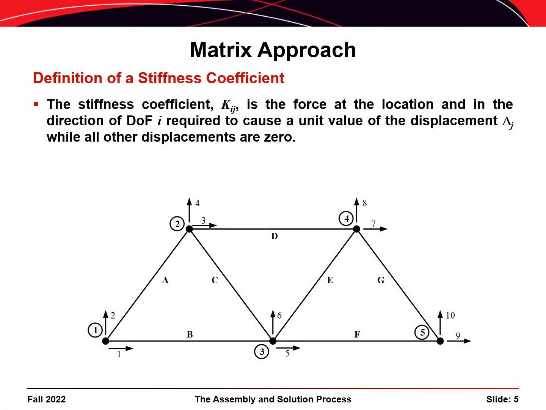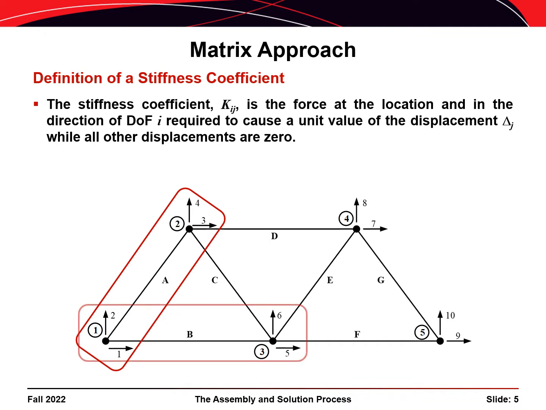If we bring back this slide from our presentation on truss element stiffness, we can see that element A connects global degrees of freedom 1 and 2 with global degrees of freedom 3 and 4. However, member B connects global degrees of freedom 1 and 2 with global degrees of freedom 5 and 6. So simply adding the element stiffness matrices for member A and member B would be inappropriate from a structural point of view.